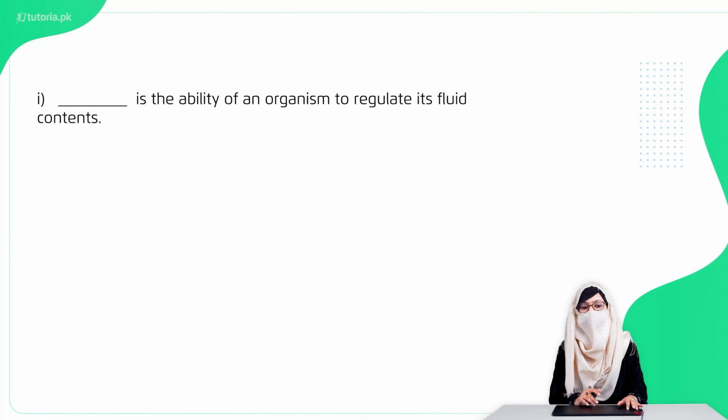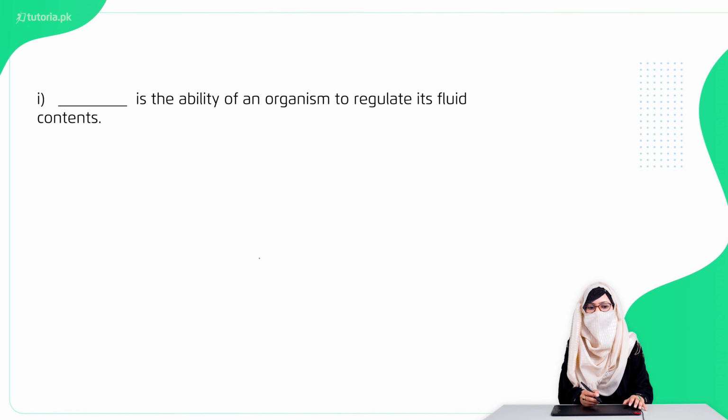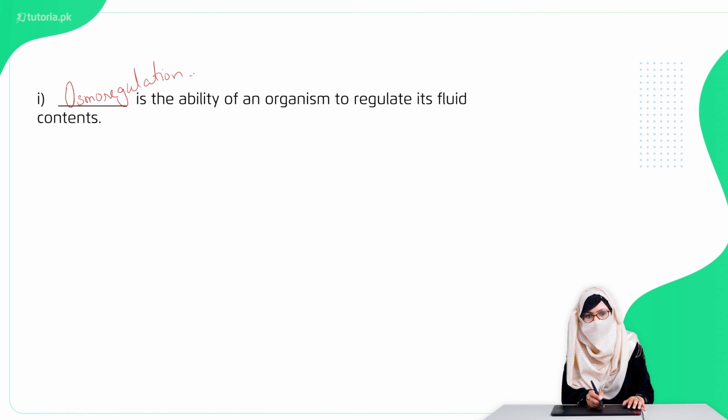Today we are doing the exercise of your chapter 1, that is homeostasis. Let's start with the fill in the blanks. The first fill in the blank is: dash is the ability of an organism to regulate its fluid content. इसका right answer है osmoregulation.